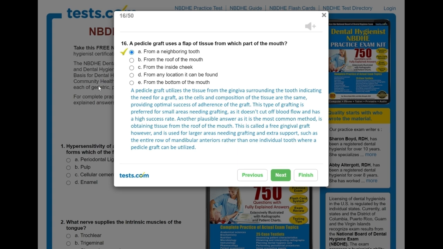A pedicle graft utilizes the tissue from the gingiva surrounding the tooth, indicating the need for a graft, as the cells and composition of the tissue are the same, providing optimal success of adherence of the graft. This type of grafting is preferred for small areas needing grafting, as it doesn't cut off blood flow and has a high success rate. Another plausible answer, as it is the most common method, is obtaining tissue from the roof of the mouth. This is called a free gingival graft, however, and is used for larger areas needing grafting and extra support, such as the entire row of mandibular anteriors rather than one individual tooth where a pedicle graft can be utilized.